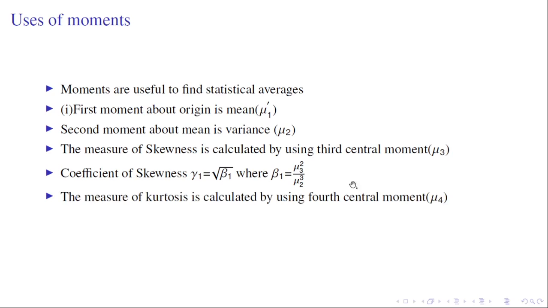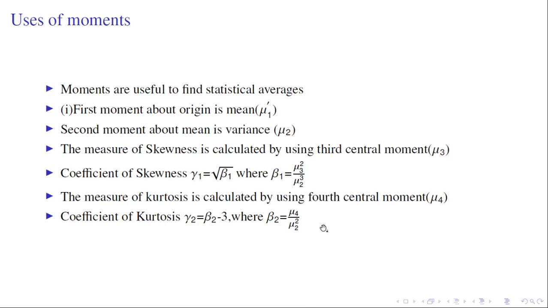And the measure of kurtosis is calculated by using the fourth central moment. For measuring kurtosis, only the moments measure exists. For skewness, there are the Karl Pearson measure and Bowley's measure, whereas to calculate kurtosis, there is only the moments measure. The coefficient of kurtosis gamma 2 is given by beta 2 minus 3, where beta 2 is equal to mu4 by mu2 square.